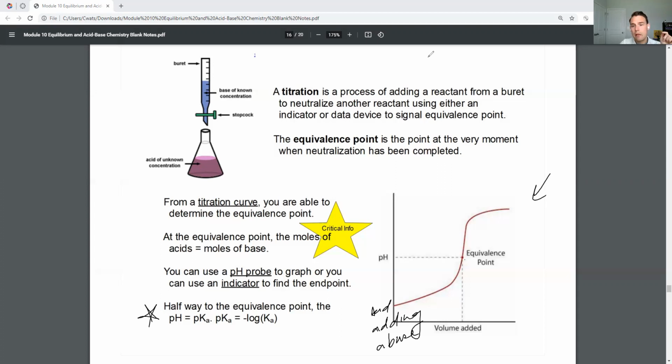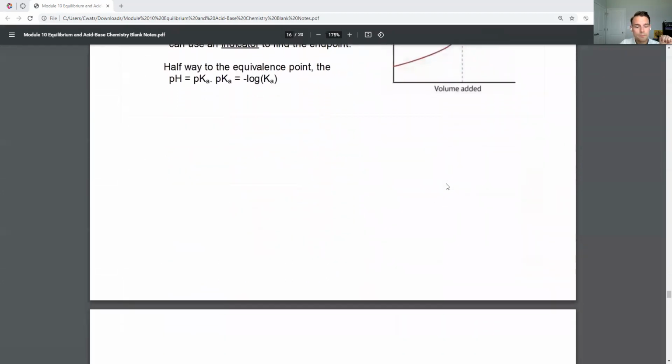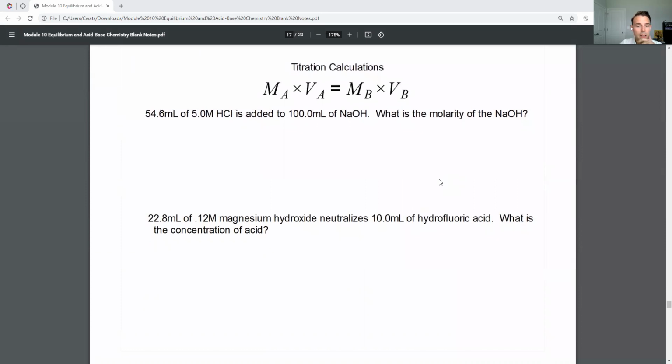So how do we calculate when we're doing titrations? The titration calculation is MAVA equals MBVB, where M is molarity and V is volume. The A is for the acid, the B is for the base. This is just like the dilution equation, M1V1 equals M2V2, but we're doing it with acids and bases.